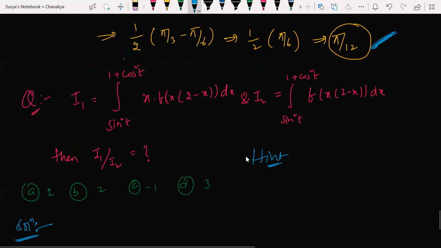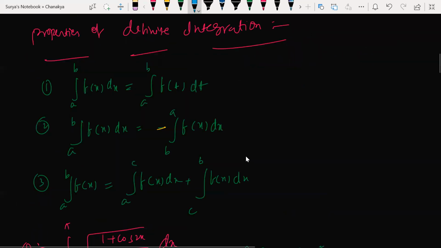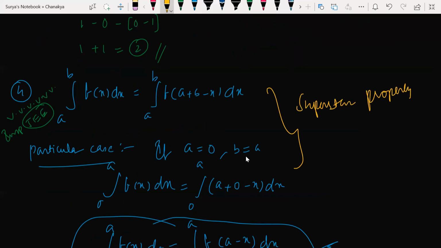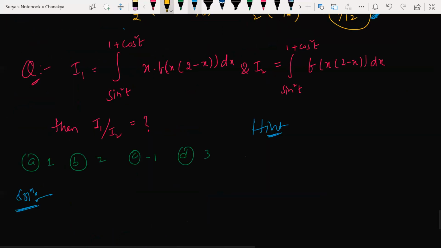Fourth property, I give the name. Where is the fourth property? This one, right? I'll give this property the name superstar property. So apply the superstar property here also. Take that question as homework.